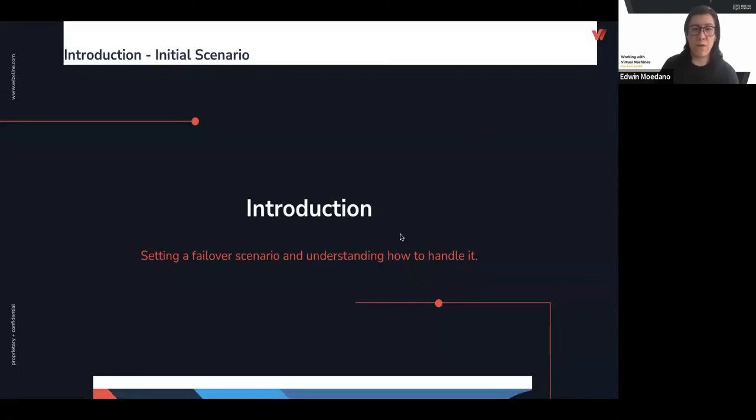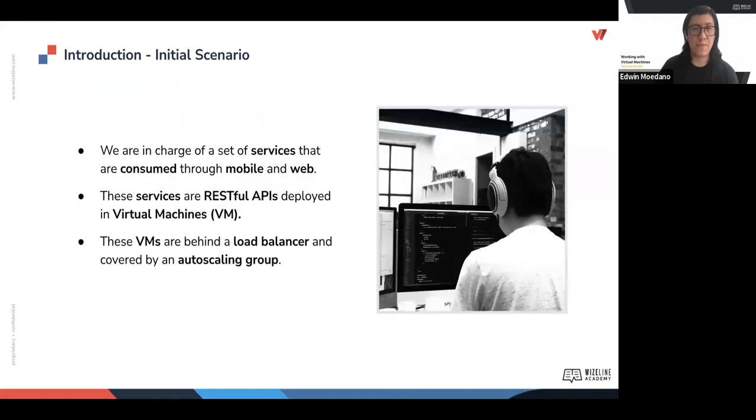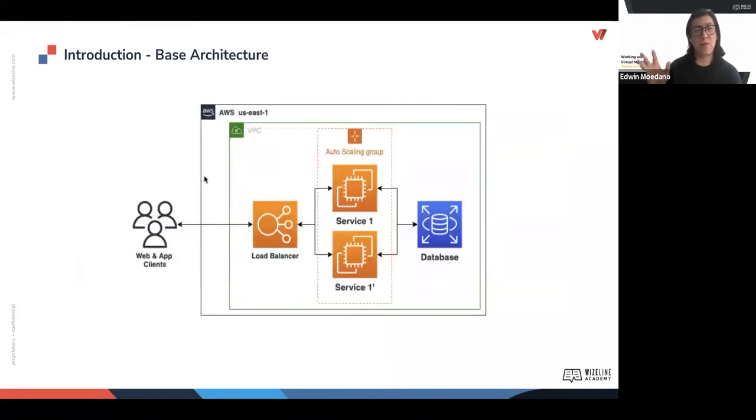As a brief introduction, let me summarize what we're trying to understand. We're in charge of a set of services that are consumed through a mobile or web application. Those services can be RESTful APIs or whatever you think, but the idea is that these services are deployed in a virtual machine, which is based on Linux. These VMs are behind a load balancer or covered by an Autoscaling group. And part of the infrastructure will look like this.